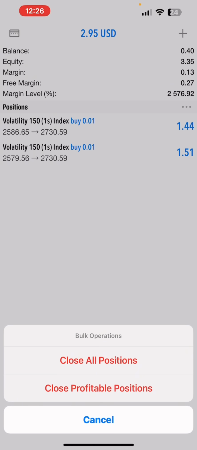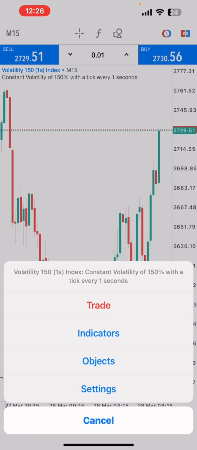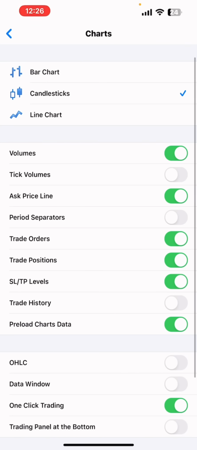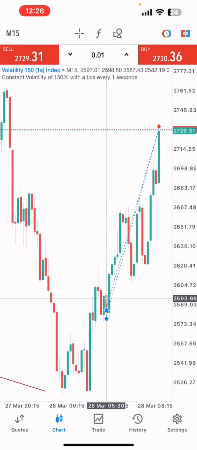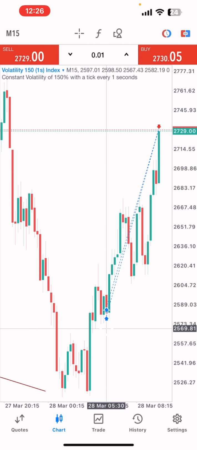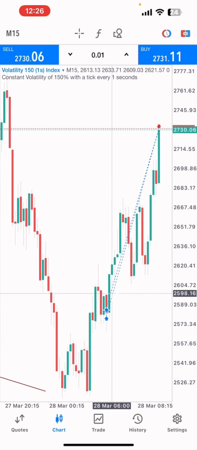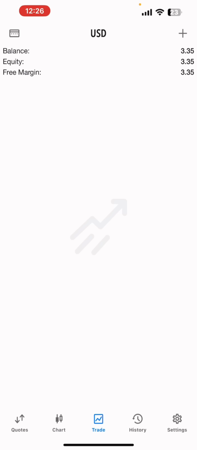I think let me close. You see, my entry was right here, and as soon as I entered, there was no drawdown. I entered right here, and it bought. Okay, this is my history right here, and the account is now on $3.35.